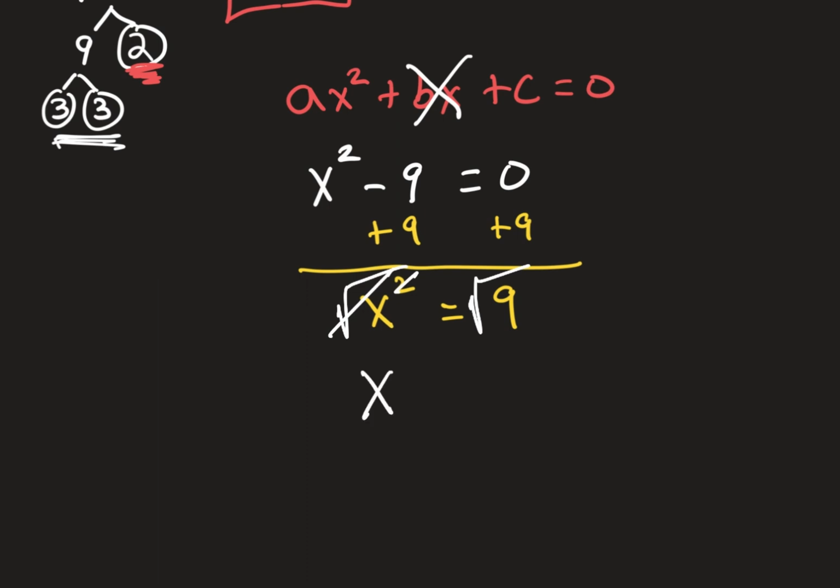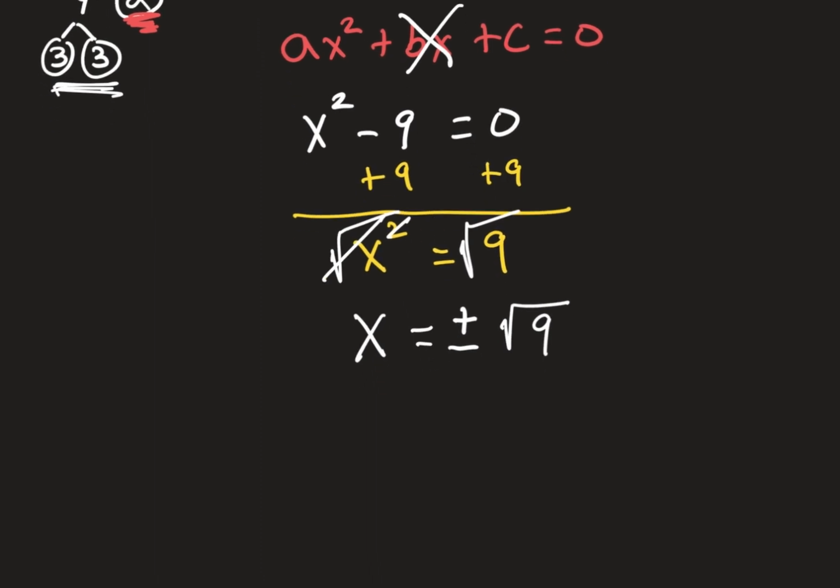Now here's an important part of this. Anytime you're solving an equation, when you're taking a square root, your solution could either be positive or negative. So it's going to be positive or negative the square root of 9. Anytime you're solving an equation and you're taking a square root, you have to do this. We'll talk about why in just a second. What's the square root of 9? 3. So our solution to this is plus or minus 3.